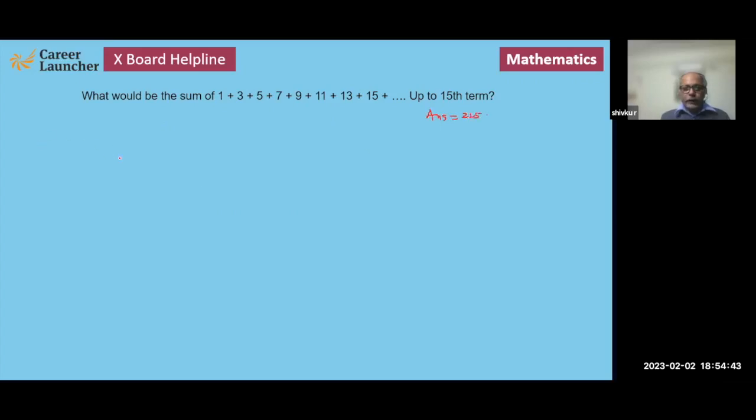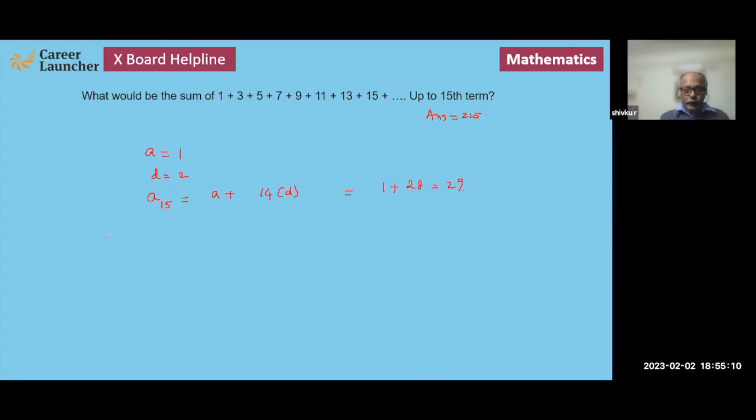So step 1 क्या है? हमें first, right, you know that A is given as 1, D is given as 2, and I want to find out what is my A15, the 15th term. A15 is A plus n minus 1, that is 15 minus 1, that is 14 into D, which is equal to 1 plus 28, which is equal to 29.